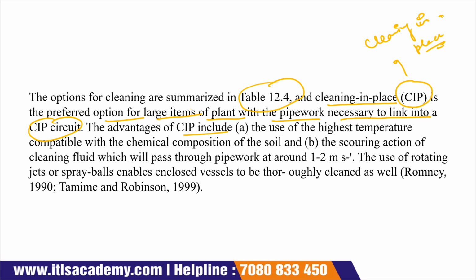The advantages of CIP are the use of the highest temperature compatible with the chemical composition of the soil. In CIP we are using water for the cleaning, and the temperature of the water is high, which helps the decomposition of the soil. The second is the scouring action of the cleaning fluid, which passes through the pipework at around 1 to 2 meters per second, and the use of a rotating jet or spray ball, which enables enclosed vessels to be thoroughly cleaned as well. This is according to Romney 1999 and Tamime and Robinson 1999.